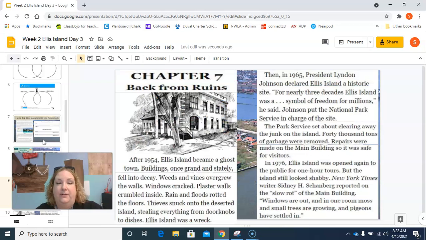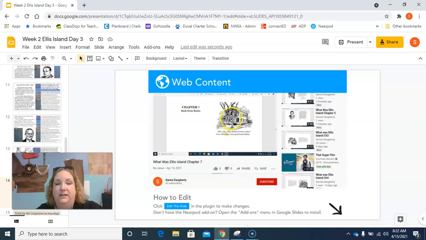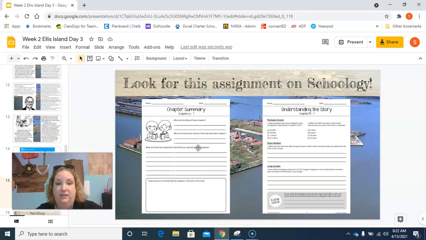Today we're reading Chapter 7, Back from Ruins, of What Was Ellis Island. If you do not feel comfortable reading the text, I have a video at the end, but please follow along and make sure you're paying attention. Today you're going to be doing a chapter summary of chapters 6 and 7. That's yesterday's Nearpod and today's Nearpod.